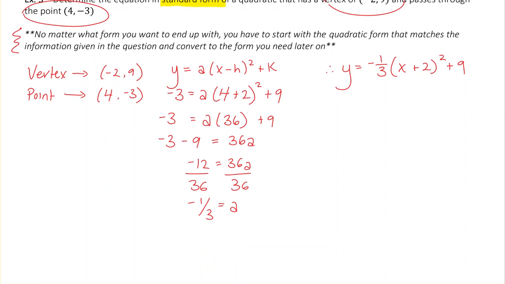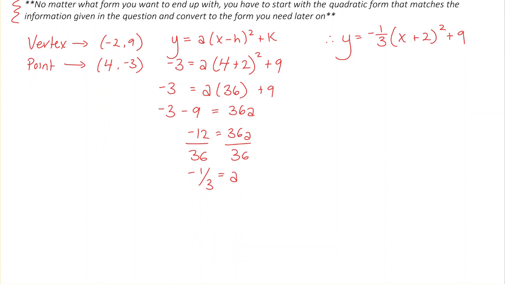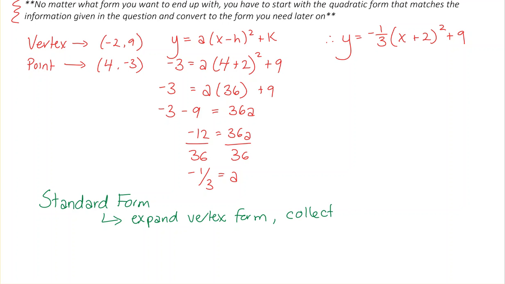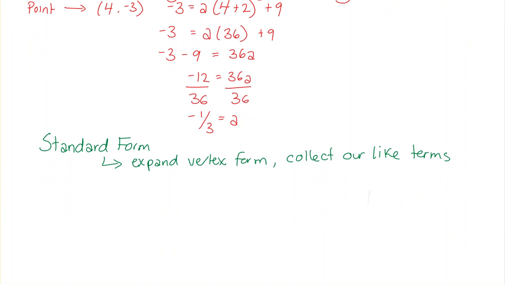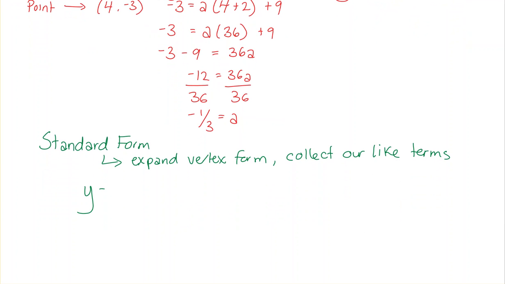Okay, we need to figure out what the equation is in standard form. In order to find out what we're looking at in standard form, we need to expand vertex form and collect our like terms. Well, let's do that. Our equation, remembering, is -1/3 (x plus 2) squared plus 9.